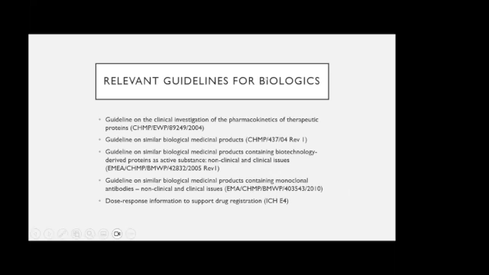So if we talk about biologics, I made here a small list of the most relevant guidelines that are available for them. The first one is a guideline for the clinical investigation of the pharmacokinetics of therapeutic proteins. The second one, the guideline on similar biological medicinal products. The third, the guideline on similar biological medicinal products containing biotechnology-derived proteins as active substances, focused on non-clinical and clinical issues. Then the guideline on similar biological medicinal products containing monoclonal antibodies, non-clinical and clinical issues. And finally, a dose response information to support drug registration. The first ones are all from the EMA, the last one is from the ICH.